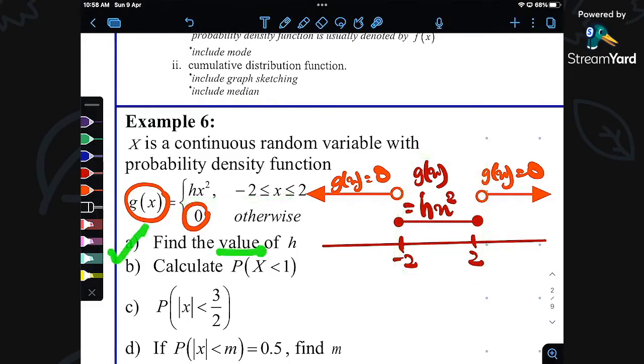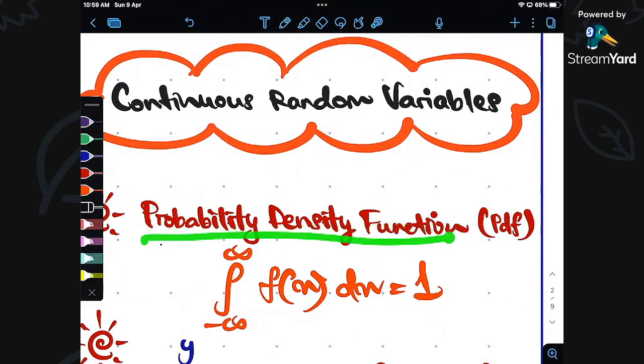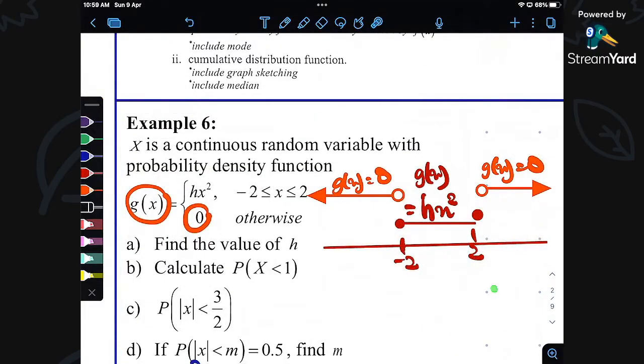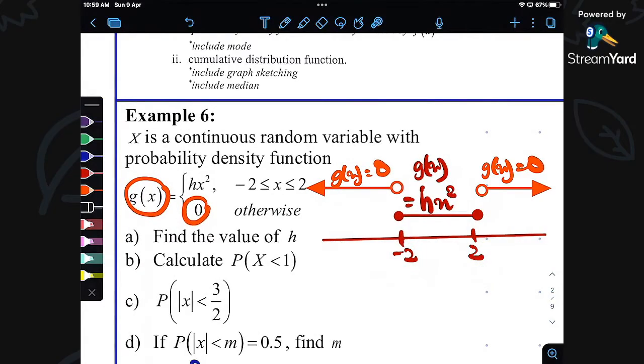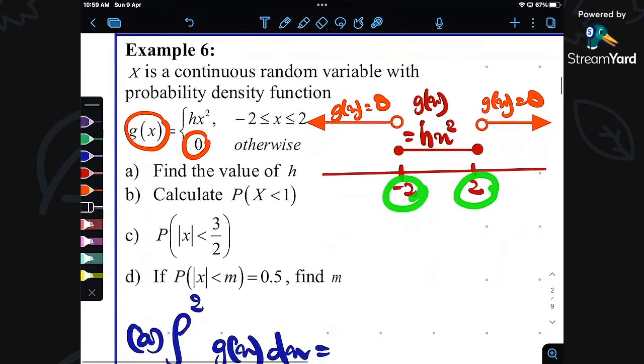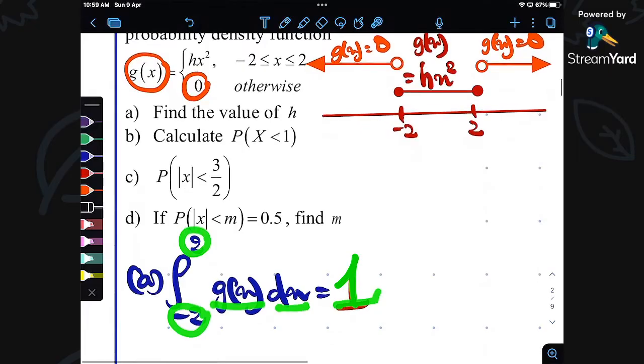The first part says find the value of h. How to do that? In order to find the value of h, we need a definition. We know the definition for probability density function: the total probability is always equal to 1, whatever limit given to us. This is the only limit given to us, which is from negative 2 until 2. All you have to do is put the definition, which is the integral of g(x), where the limit is from negative 2 until 2, equals 1. The total probability will give us 1.